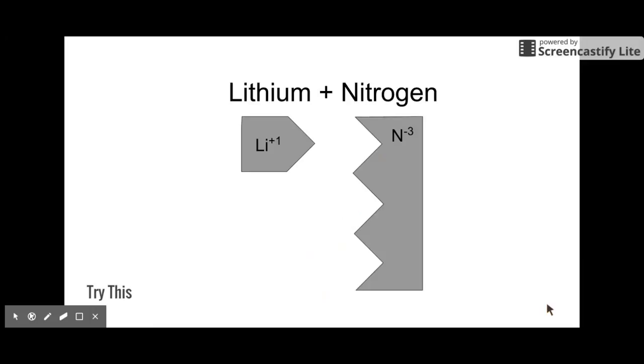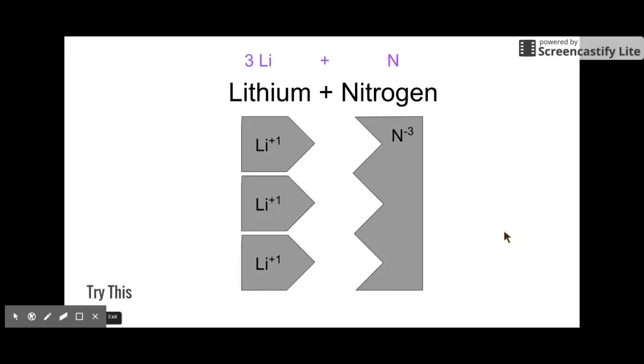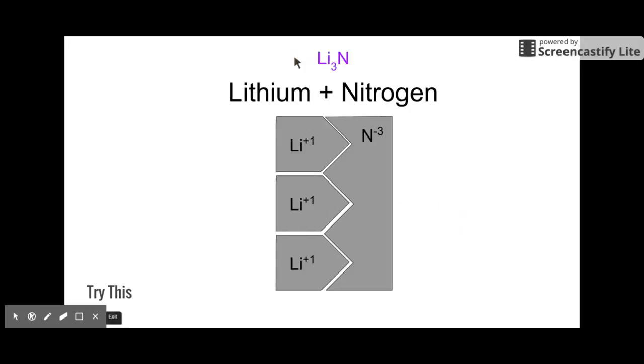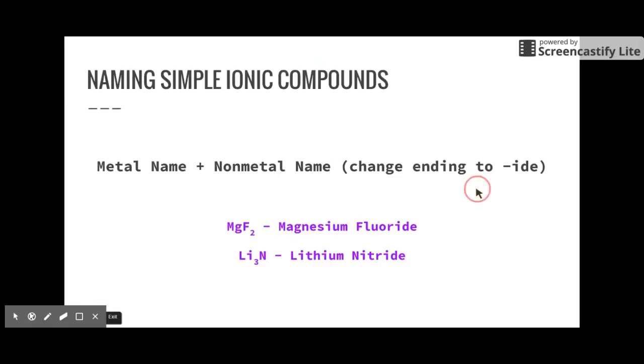So looking here, how many of each do you need in order to get a full valence shell for both, as well as cancel out and follow the rule of 0 charge? Well, if you said you needed a total of 3 lithiums to cancel out the 1 nitrogen, you'd be correct. Now, what's the formula you write for this? Well, when they come together, you're going to write it as Li3N.